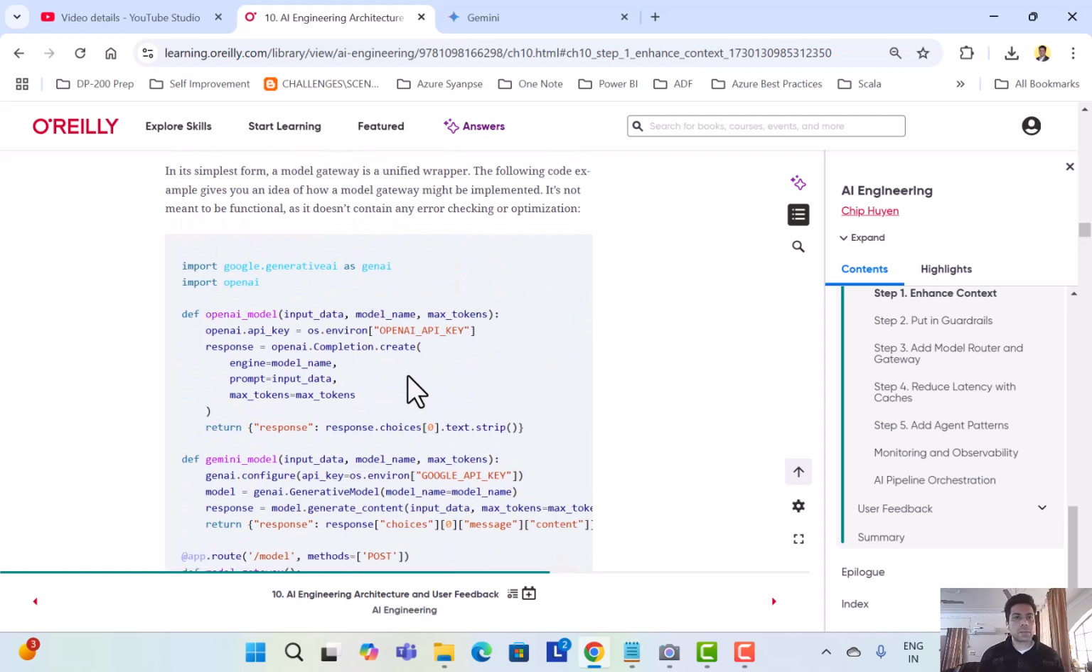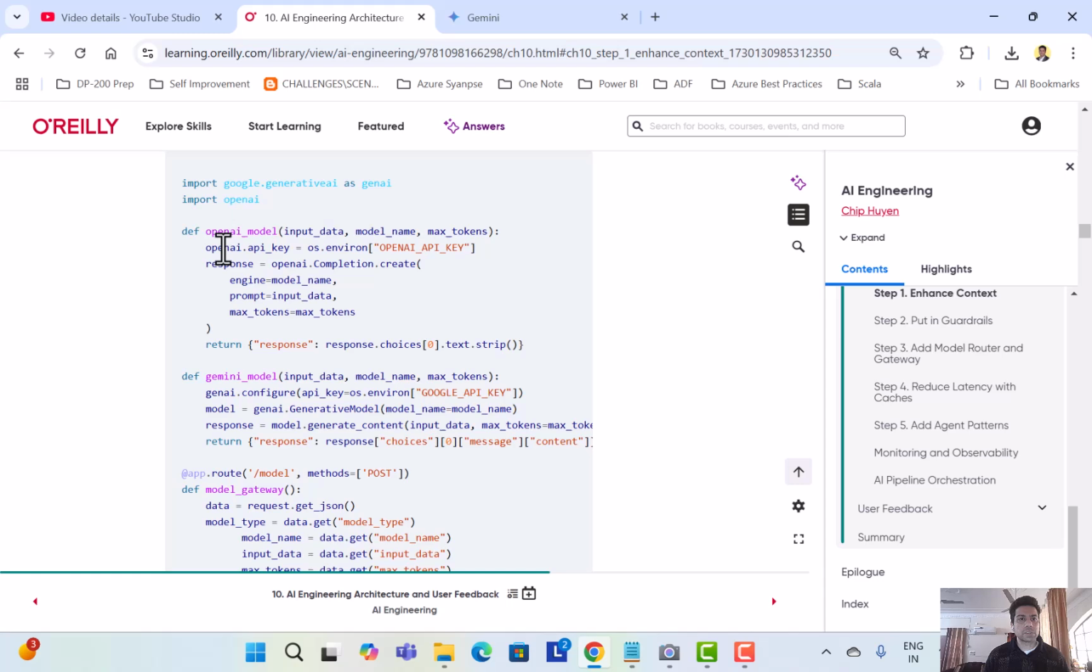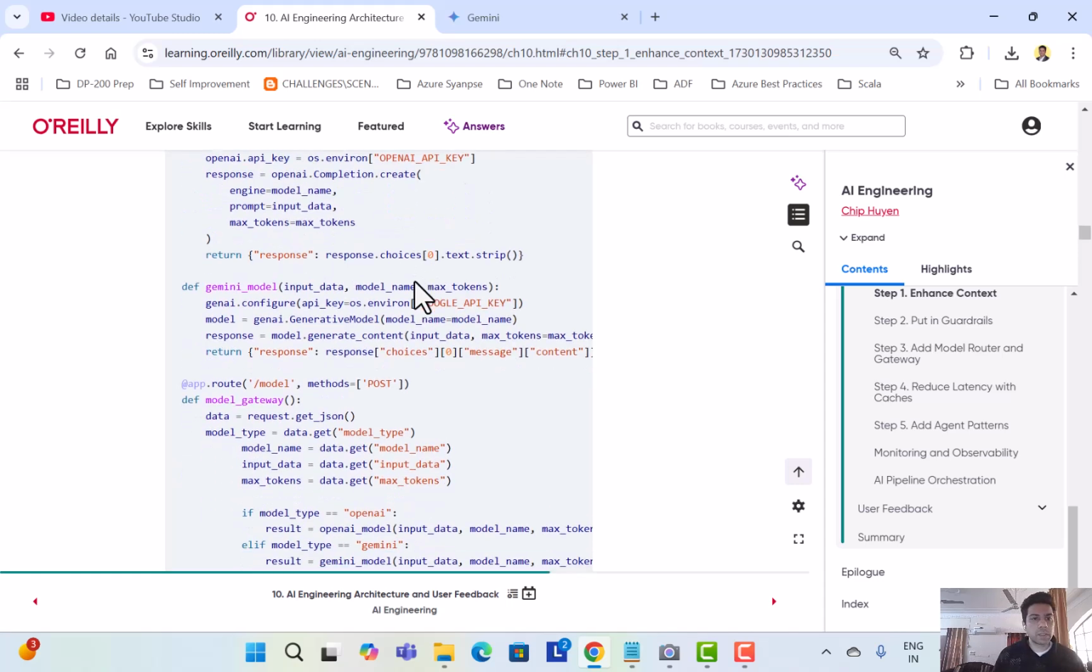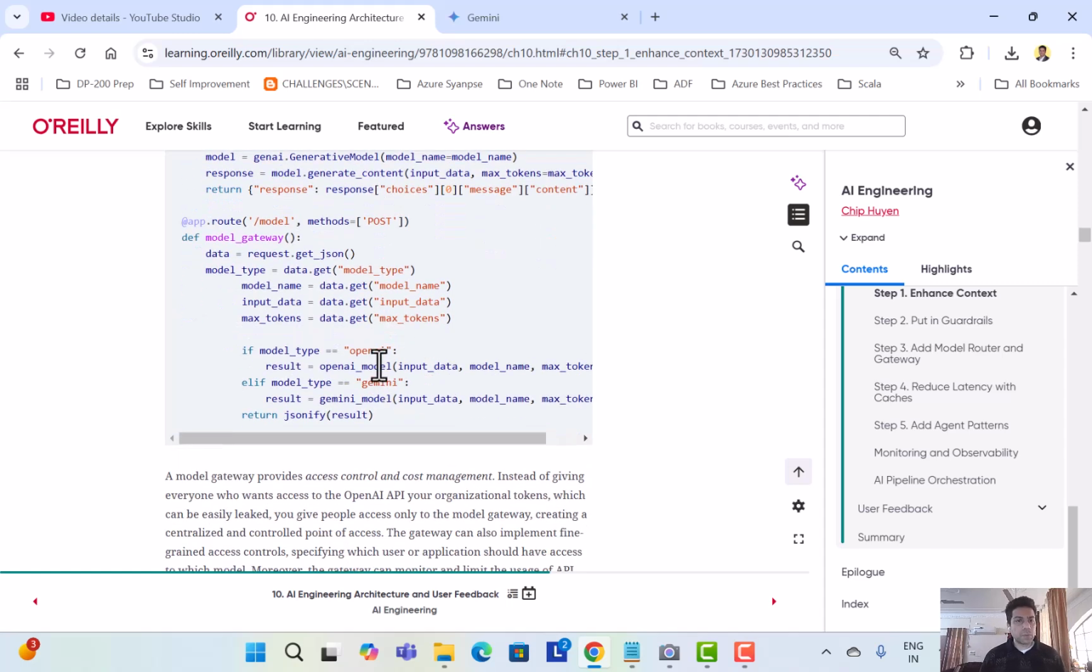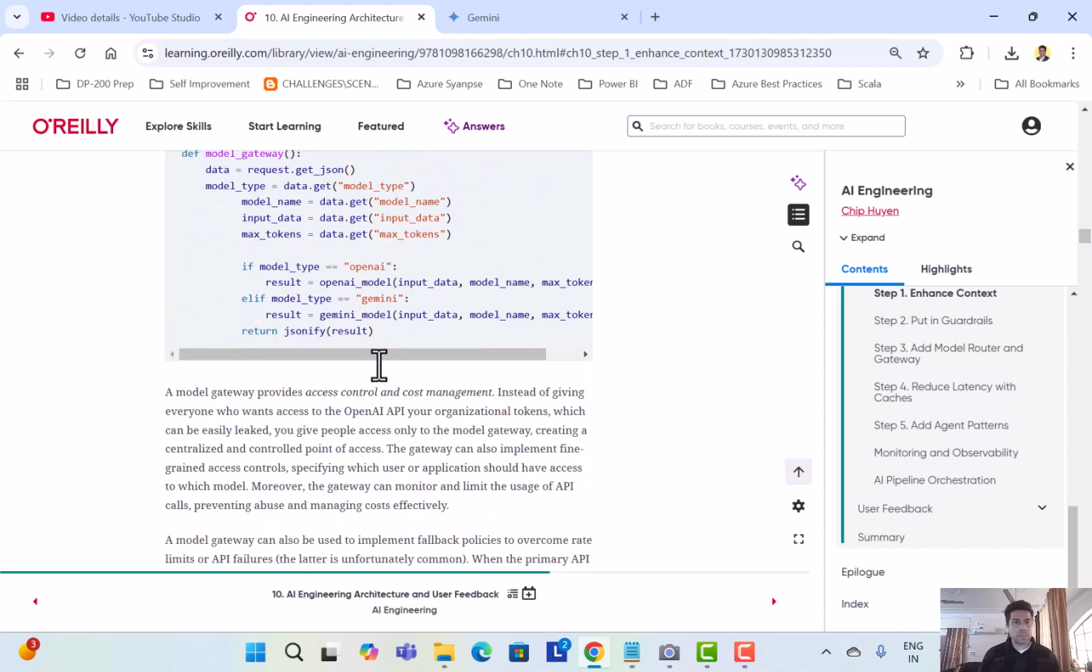So what is being done here is you have two functions. One is calling the OpenAI model, the other is calling the Gemini model. You have the key over there, and you have the key in both places because the API key is required. And then you have the model gateway. So this is a function. If the request is coming from OpenAI, it will call the OpenAI model. If it is coming from Gemini, it will call the Gemini model.